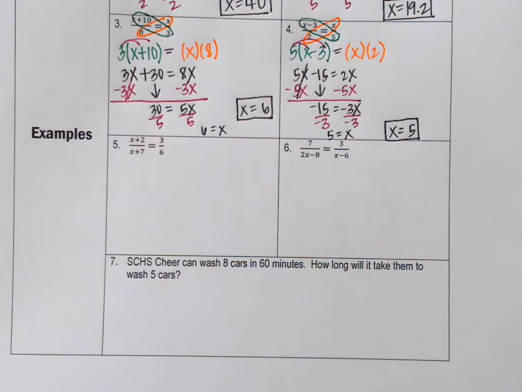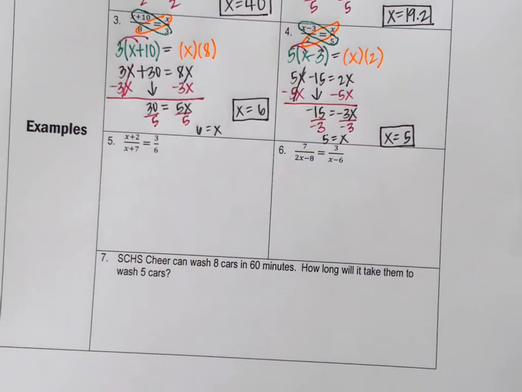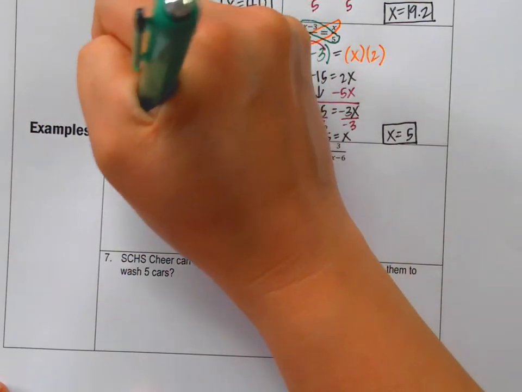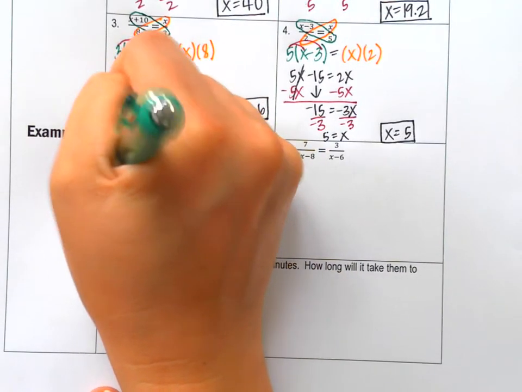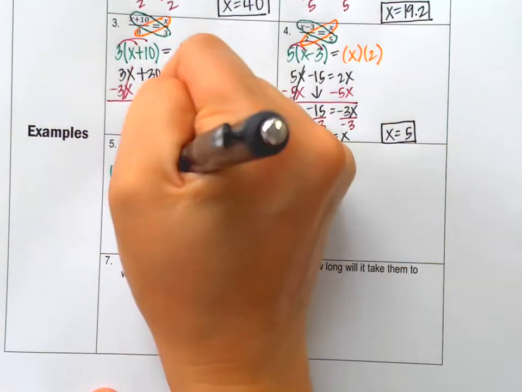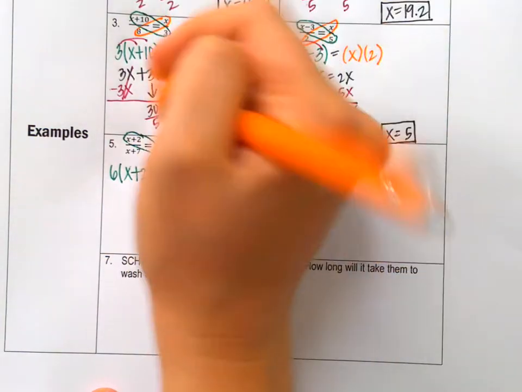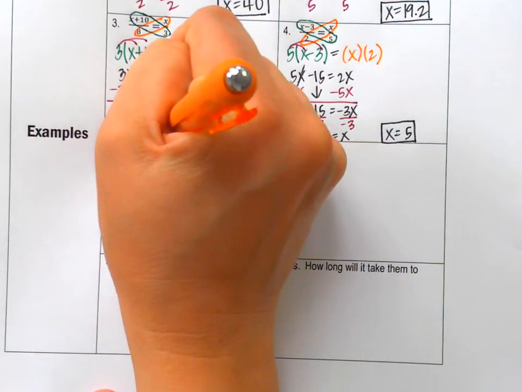Okay, so number 5, proportion again. It's the same thing, cross multiplication. So I'm going to set it up the same. X plus 2 is going to cross multiply with 6. 6 times x plus 2. And then that's going to be equal to 3 times x plus 7.